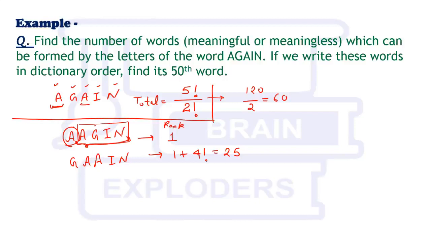Again, after we perform all the permutations of these last 4 letters, we will have to increase the value of this G, and this time I will come in its place. So here we will have I and the remaining in ascending order. So I, A, A, G, N. Its rank will be 25 plus all the permutations of these 4 letters, 4 factorial over 2. Why? Because this time 2 A's are repeated here.